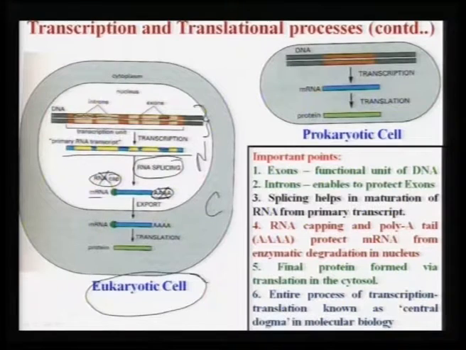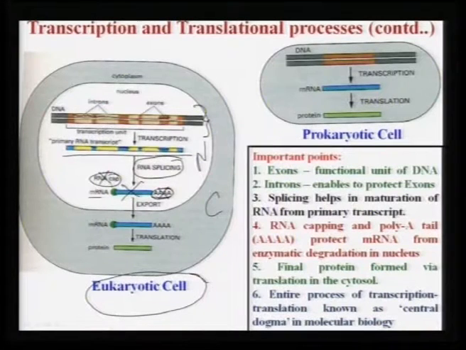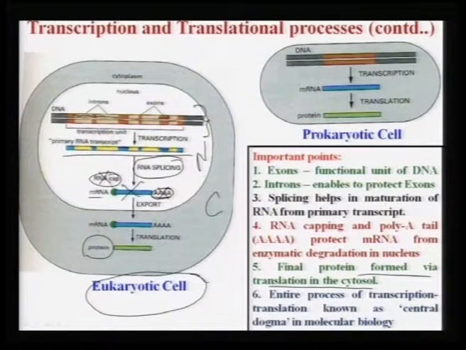Now, if there is no capping and no tail here, then what will happen? This mRNA cannot come out of the nucleus, and it itself will be degraded by certain enzymes inside the nucleus, or in other words, these mRNA functions will be lost. They will not be able to carry the codes for the proteins for synthesis outside the nucleus. Now, what is the requirement for this RNA cap and poly A tail? The RNA cap and poly A tail essentially protect the mRNA molecule. If there is no cap and no tail, then this mRNA will be degraded by the attack from the enzymes inside the nucleus.